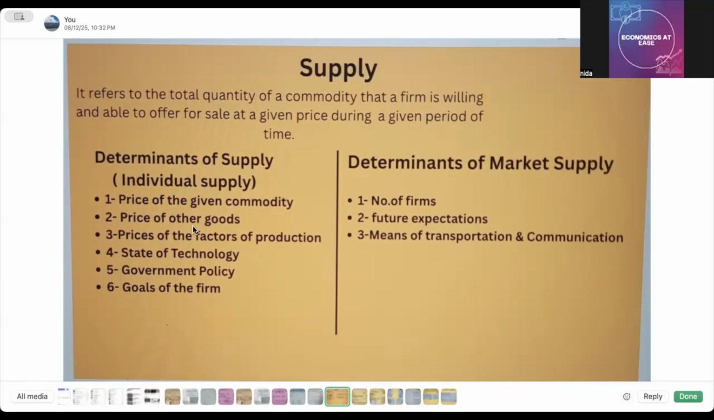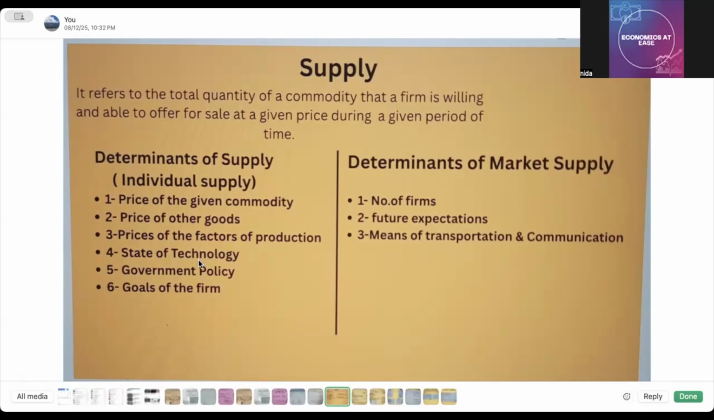Then the price of the other goods. An increase in the prices of other goods makes them more profitable in comparison to the given commodity. As a result, the firm shifts its limited resources from the production of the given commodity to the production of other goods because their main motive is to earn the profit. Then the price of the factors of production. If the factors of production prices rise, then what happens here? It decreases the profitability of the producers, and because of that the supply reduces, and vice versa.